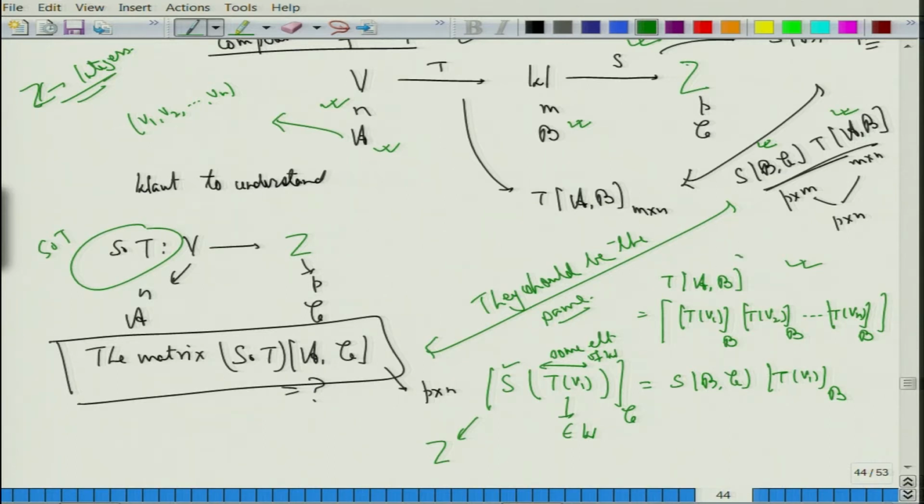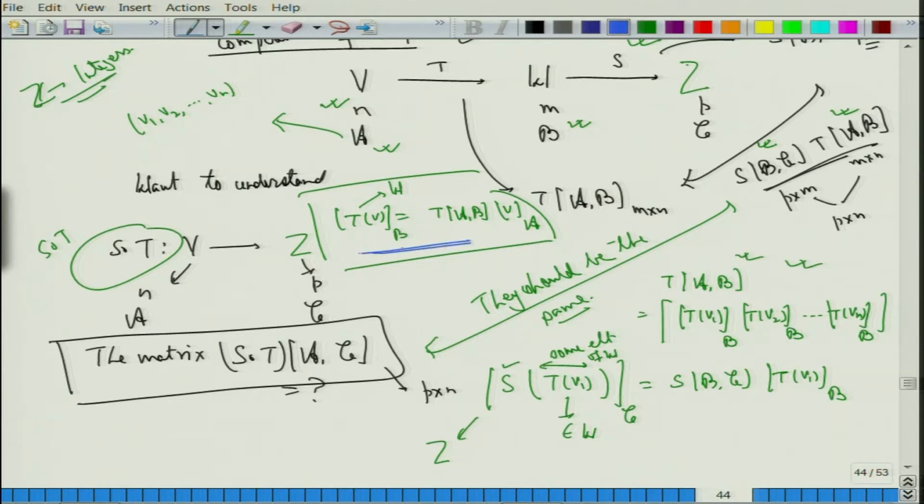So here also, if you want to see, recall that T of V with respect to B is an element of W. So this is equal to T of AB times V, but V is with respect to the basis of the domain, fine. Be very careful here, that what you are writing should make sense for you, all right. So T of V is an element of W.